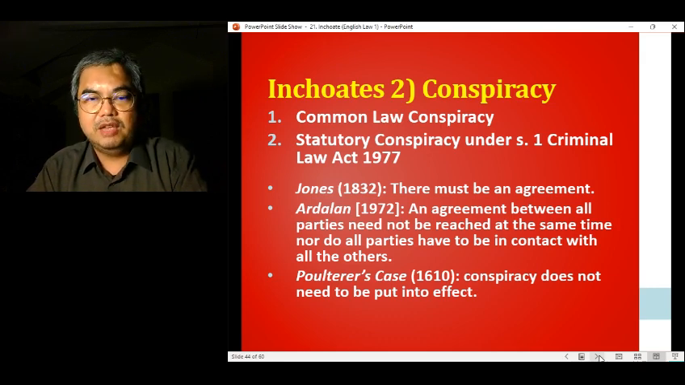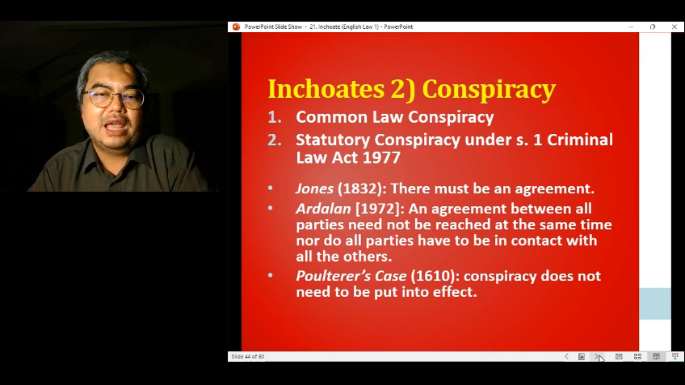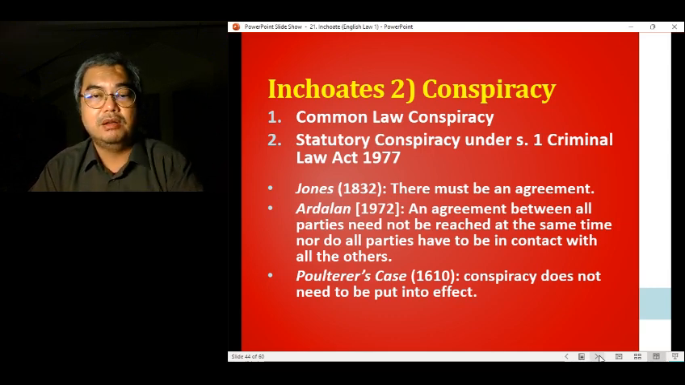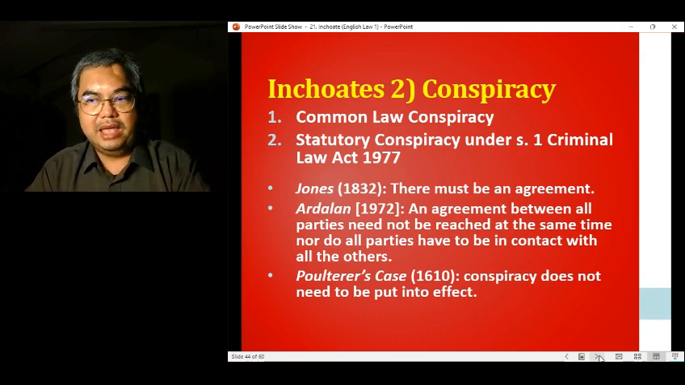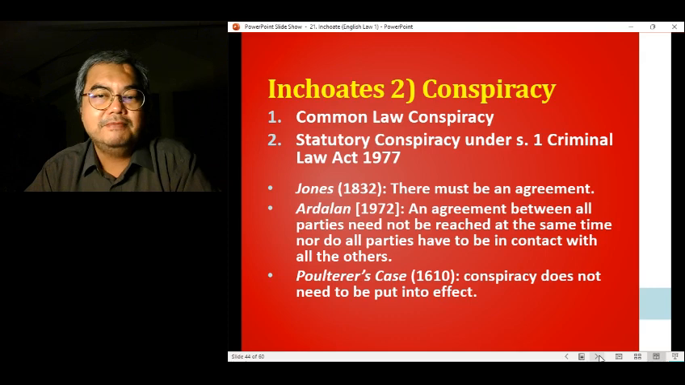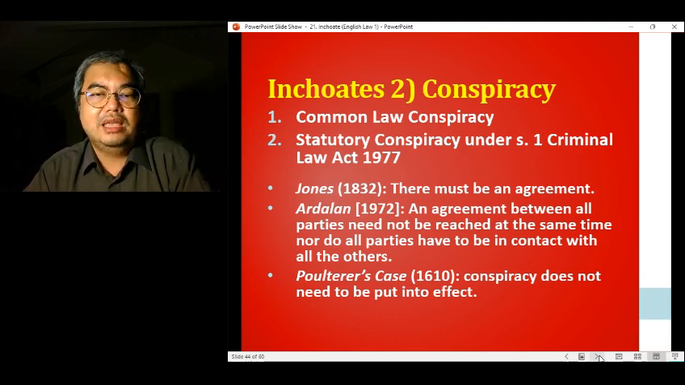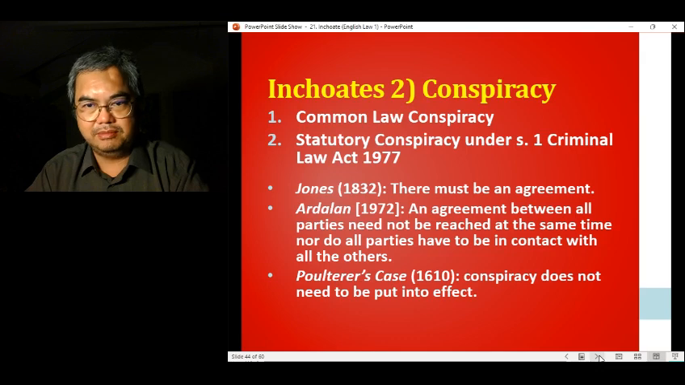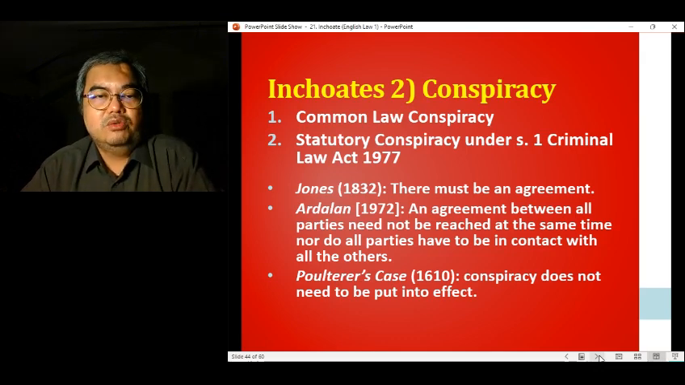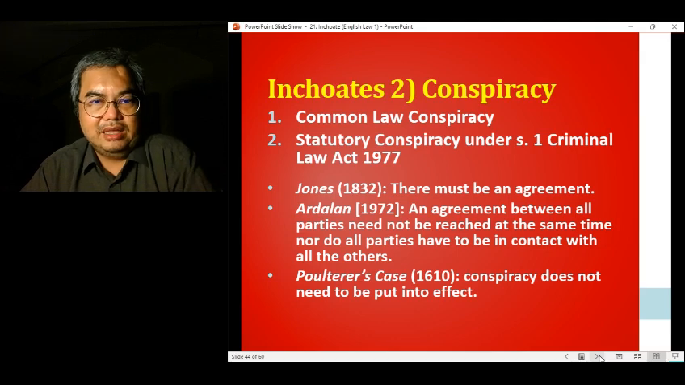In the case of Ardalan, it was held that the agreement between all parties did not need to be reached at the same time, nor do all parties have to be in contact with all the others. So a conspiracy may include a lot of people. They may include 10, 20, even 30 people. There's no limit to it. And it doesn't matter if some people in the conspiracy are not in contact with other people in the conspiracy. And it doesn't matter also if some of them join the conspiracy a bit later. They don't have to join the conspiracy at the same time. So as long as there is an agreement, then you will see that there can be conspiracy.